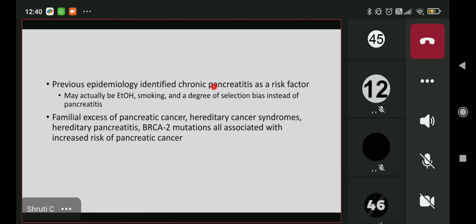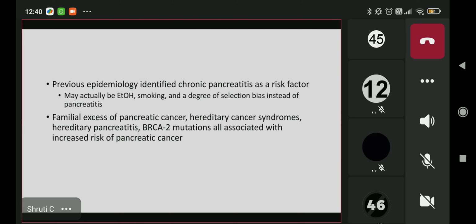Then chronic pancreatitis may be a risk factor, but it is not confirmed, because it may actually be smoking or some selection bias instead of the pancreatitis. But some books quote that it is a risk factor for pancreatic carcinoma. And then obviously the hereditary causes: familial excess of pancreatic cancer, hereditary cancer syndromes, hereditary pancreatitis, BRCA mutations. They're all associated with increased risk.